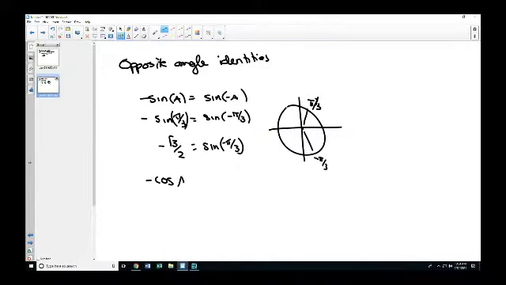You can also have the cosine in a similar fashion, except cosine does not have the negative in there. No, I wrote it wrong. There it is. Okay, so cosine of any negative angle is the same as the cosine of that angle, as opposed to sine where the negative had to be up front.